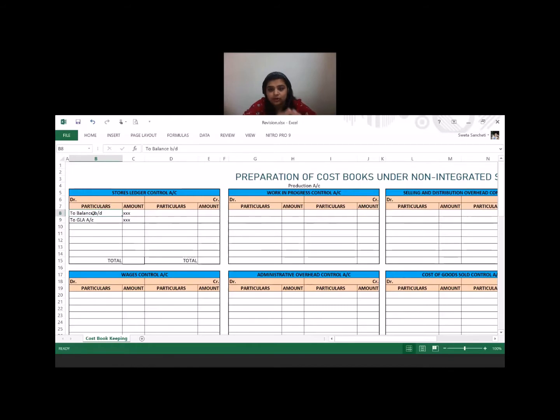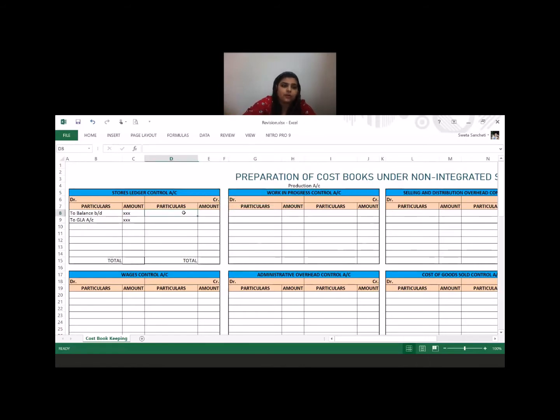Obviously the stores will not keep it with itself. It will issue it to the production department. Now production department का नाम है work in progress account. Why? Because this is the ledger where the goods are made. So obviously if my production is happening in work in progress control account, I will shift my direct material to work in progress control account.